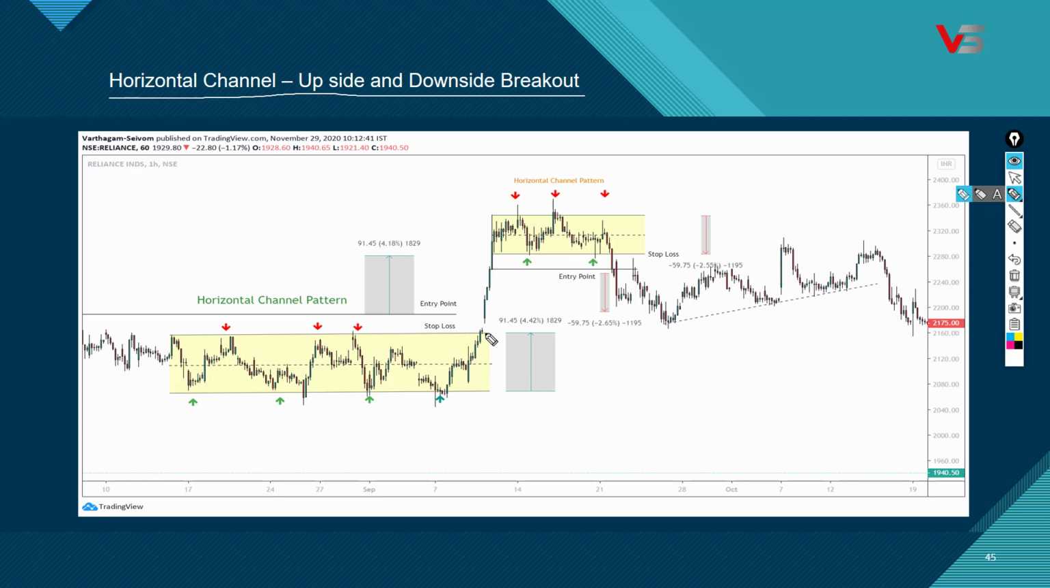So here I explained only how, after the breakout, we enter and fix the stop loss and target. See, in this example, the price finally gives the breakout here, so we have to take entry at this level, and the stop loss is below the channel resistance, and the target is the length of this channel.